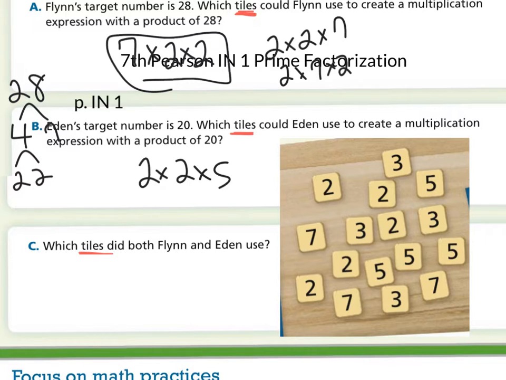So part C, which tiles did both Flynn and Eden use? So they both used a 2. I guess since it says which tiles did they both use, they technically used 2 2's. So I guess we could say a 2 and a 2 that they both use. Probably either one would be okay for that.